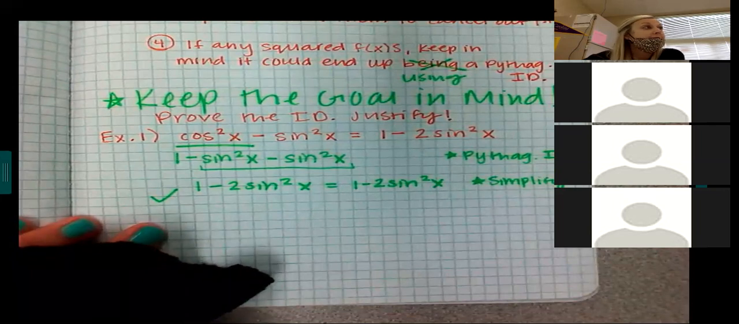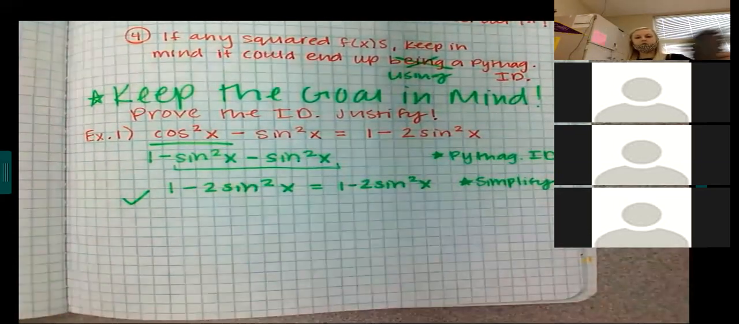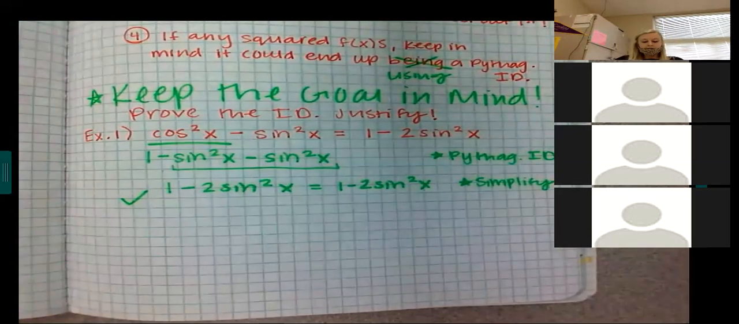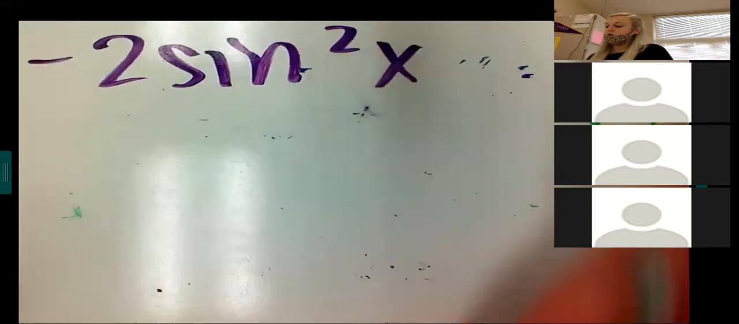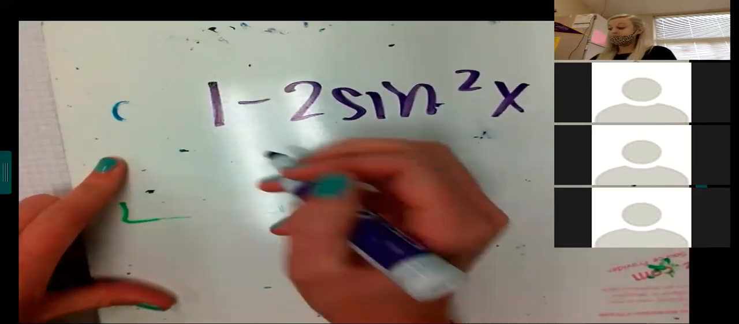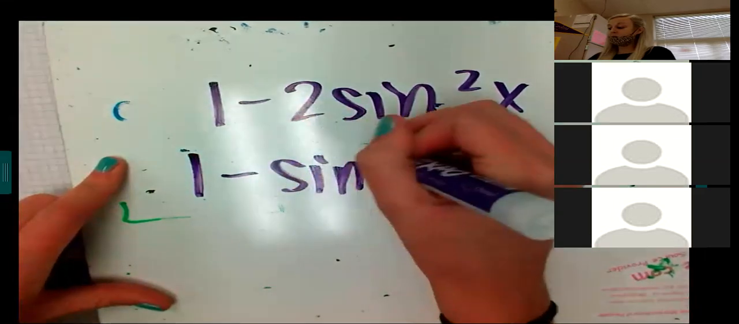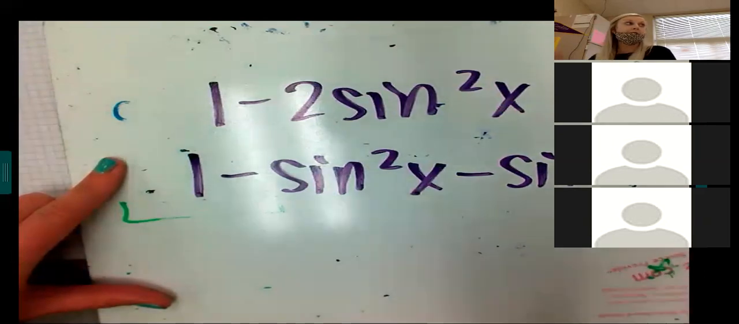The right side? You can change the right side to the left side. That's just harder. Not everybody's brain works that way, but I can show you. So if you wanted to change the right side to match the left side, this green marker does not erase. 1 minus 2 sine squared x, you could say that that just means I have 2 sine squared x's, right? So 1 minus sine squared x minus sine squared x. It just requires thinking backwards and expanding.